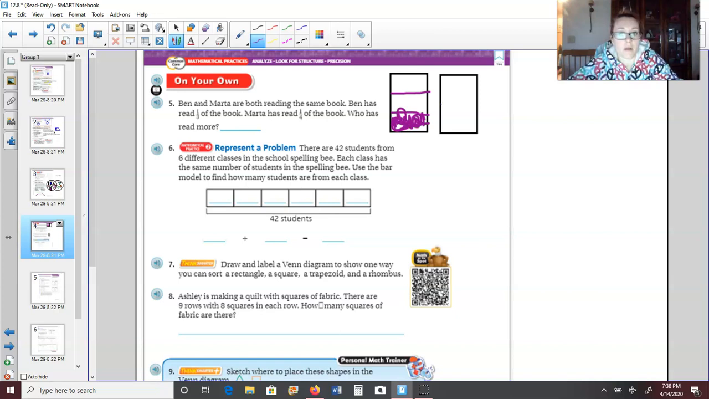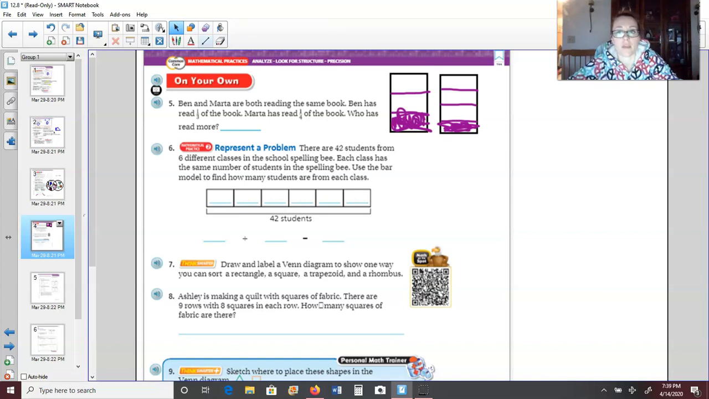And then Marta read 1/4 of her book. And so that means I need to split her book into 4 parts. Okay? And scribble in, trying to stay within the lines. Mrs. Glass would not be proud of my artistic skills. All right, so who read more?